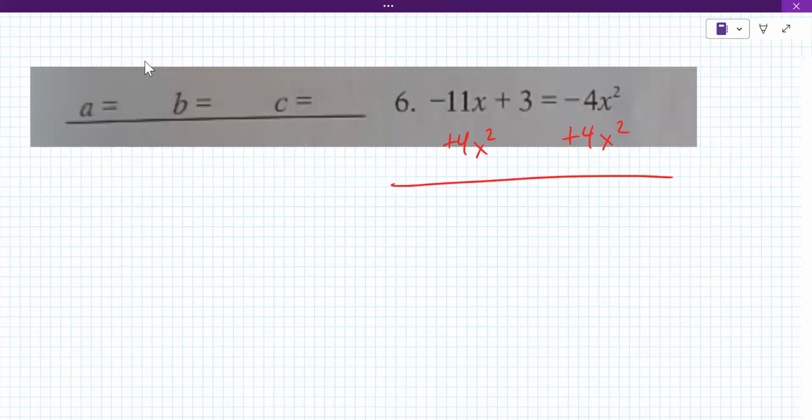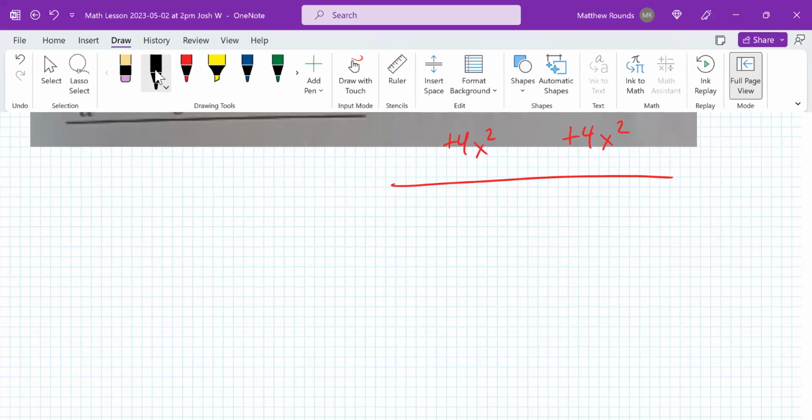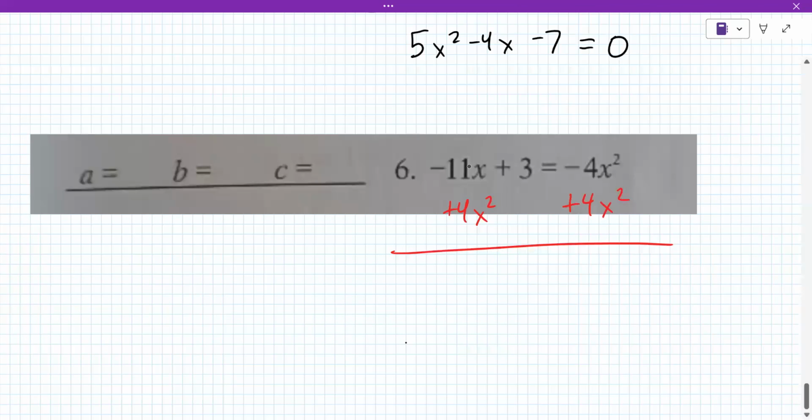Now on the left, you have to decide, is there anything I can combine it with? Is there any x squareds on the left? No. So that means you just write it 4x squared minus 11x plus 3. And then on the right, it's 0 because there's nothing left over.